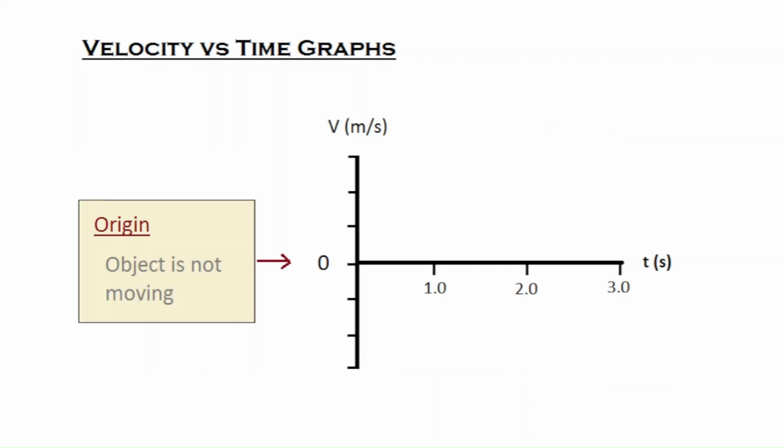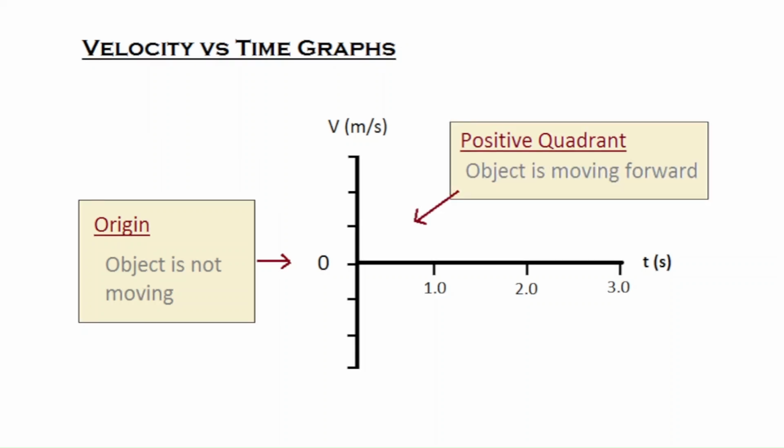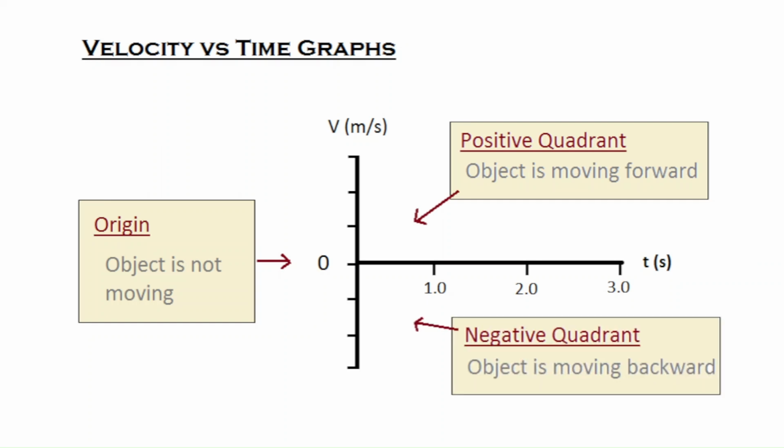Let's now look at a second type of graph. This is the velocity versus time graph. The origin is in the middle, representing a velocity of 0 meters per second, or an object that is not moving. Data in the positive quadrant contains positive velocities, so those are objects moving forward. Data in the negative quadrant has negative velocities. Those would be objects moving backward.